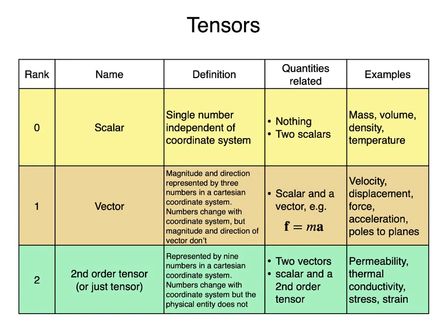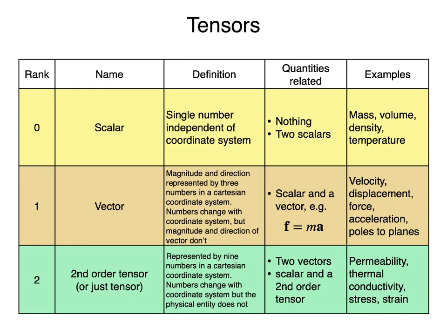Tensors of rank 1 are called vectors. They have a magnitude and direction, and they are defined by three components in a three-dimensional Cartesian coordinate system. The components change with the orientation of the coordinate system, but the vector does not. Velocity, displacement, force, and a pole to a plane are examples of vectors.